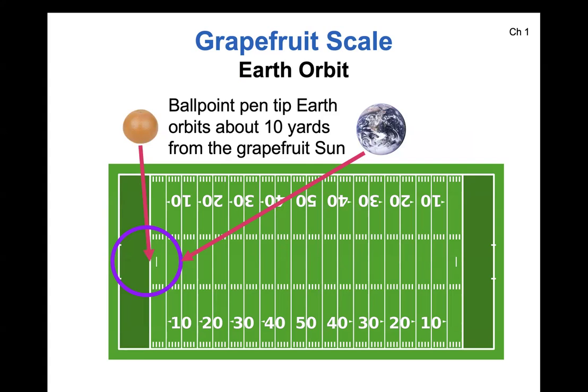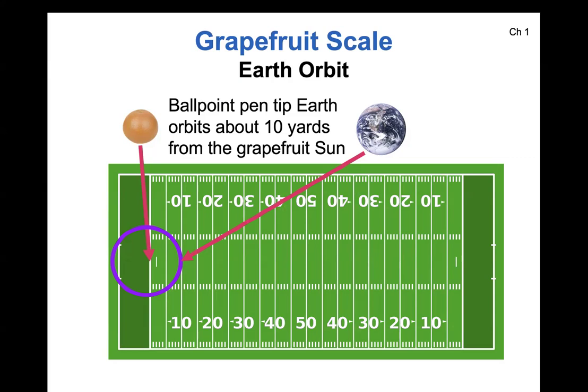Now, at that same scale, let's consider distances. Let's consider Earth's orbit around the sun. Well, if you put the sun at the 0 yard mark on a football field, the Earth would go at the 10-yard line. So that's about 30 feet. If it was 10 meters, it'd be about 30 feet. But it's 10 yards. So think about that distance.